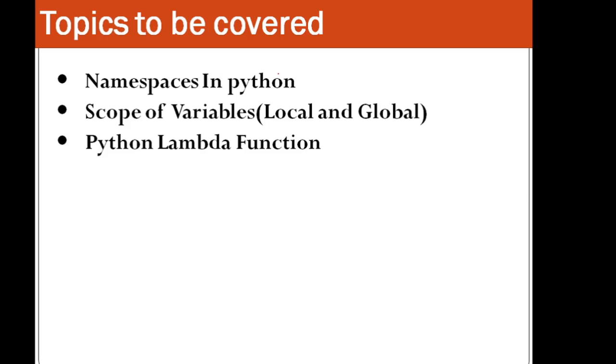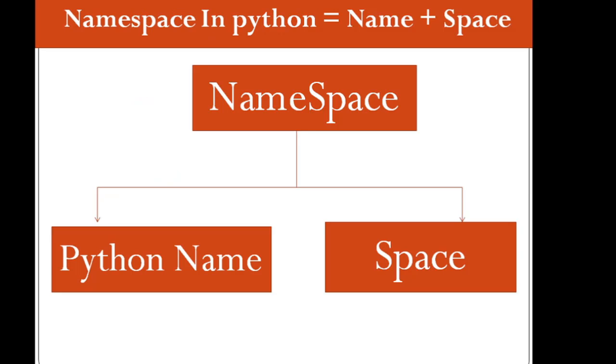So what is this? Learning by doing. Whatever concepts I'm teaching you here, you will be implementing, and then you will be able to understand how the concept works. Whenever we are learning about the scope of variables, we will start with namespaces in Python, then move towards the scope of variables, and then use anonymous functions, in which we'll cover the Lambda function.